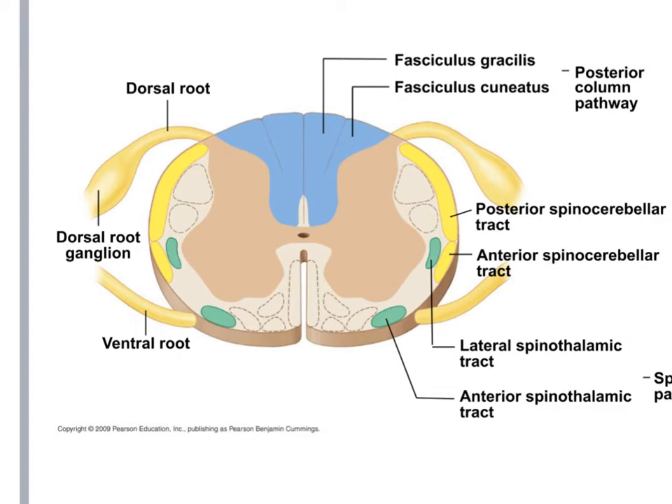Okay. So first I'm going to show you this picture here. And then we're going to go and draw a little bit on the other side. So this one's just the colored areas. You're going to see, we're going to look at the spinothalamic pathways, the posterior column, and the spinocerebellar. I'm actually going to go right to our drawing.